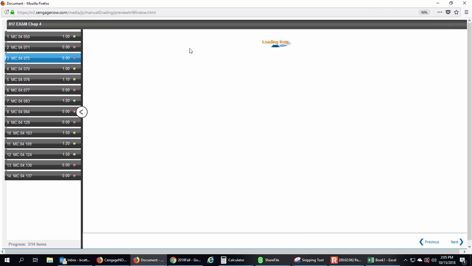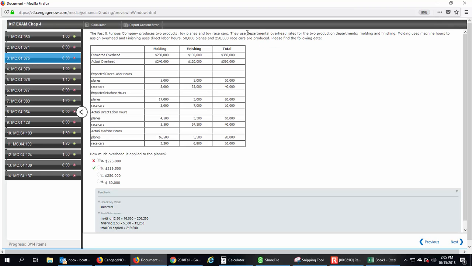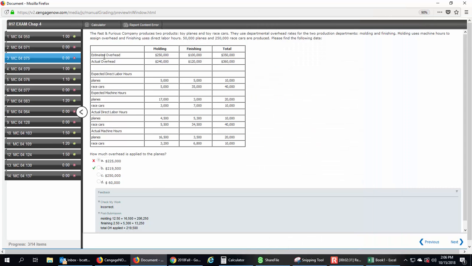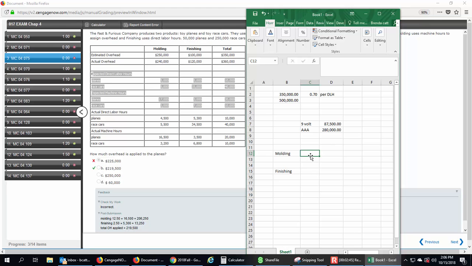For the next one, what kind of method are we using? Departmental rates, and I need to calculate applied overhead for one product. Okay, so we're going to need rates for 2 different departments. We've got molding and we've got finishing. Molding, now again, at the beginning of the year, all I know is estimates. So I care about estimates there, and I care about estimates here. Those are all estimated numbers. So those are the only numbers I'm going to pull from right now.